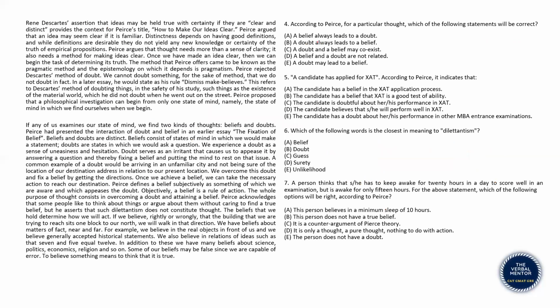Passage seems complicated. According to P, for a particular thought, which of the following statements will be correct? A belief always leads to doubt. This is the opposite. Doubt leads to belief, and not always, not necessarily. A doubt always leads to, not always. It may lead to it. This is extreme. Doubt and belief may coexist. No. Contradictory. They are distinct. It was written here somewhere that they are distinct. Yes, here. A doubt may lead to belief. Absolutely correct. Option E is the correct answer.